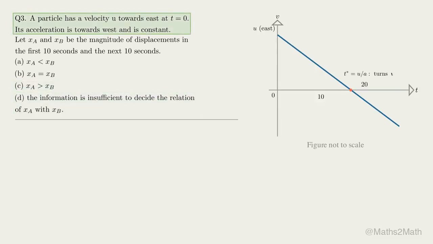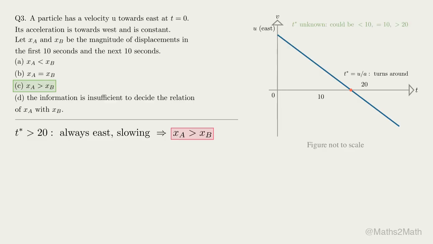What does this mean? The particle slows down, stops at some time t star equal u over a, and then comes back. Everything depends on where t star lies. Suppose the turnaround comes after 20 seconds. Then the particle moves east throughout, but slower and slower, so the second 10 seconds cover less ground, xa greater than xb. Option C would hold.